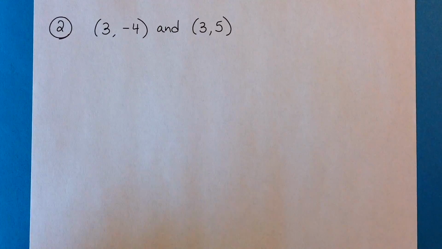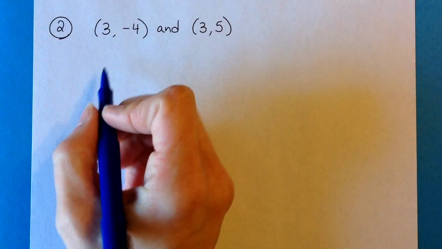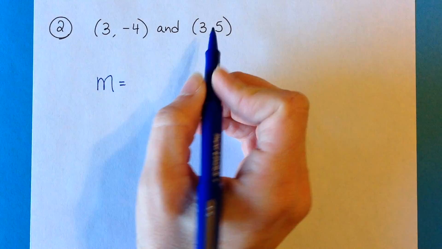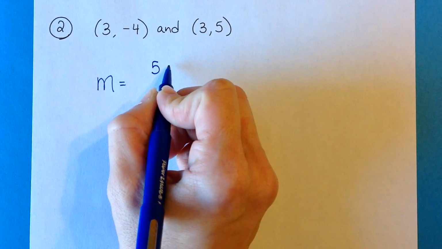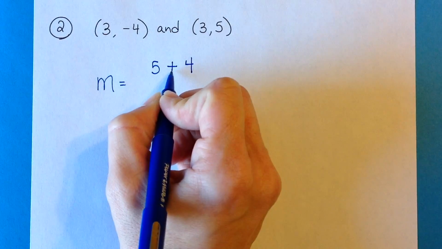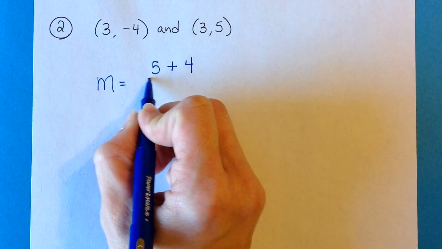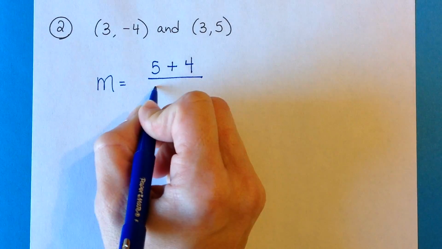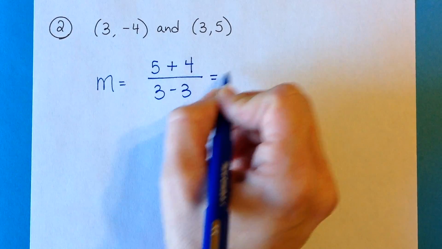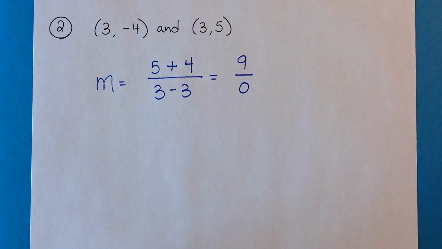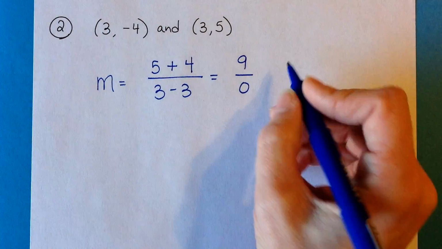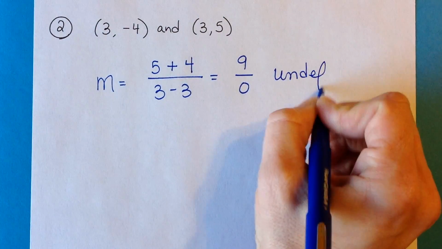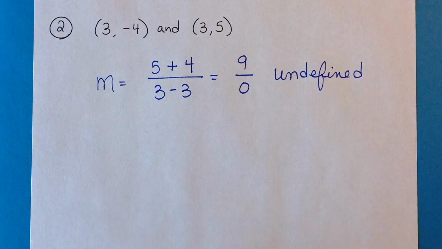Okay, next one. Still just finding the slope of the line that passes through these 2 points. Okay, so again, I'll start with my second point. So when I subtract my y's, that would be 5 minus a negative 4. So again, minus a negative, therefore I can change that to a plus. Then when I subtract my x's, I get 3 minus 3. Now this is what I referred to a few minutes ago. Because you are subtracting, you can get 0 on the bottom. Anytime that you have 0 on the bottom, that means that the slope of this line is undefined.